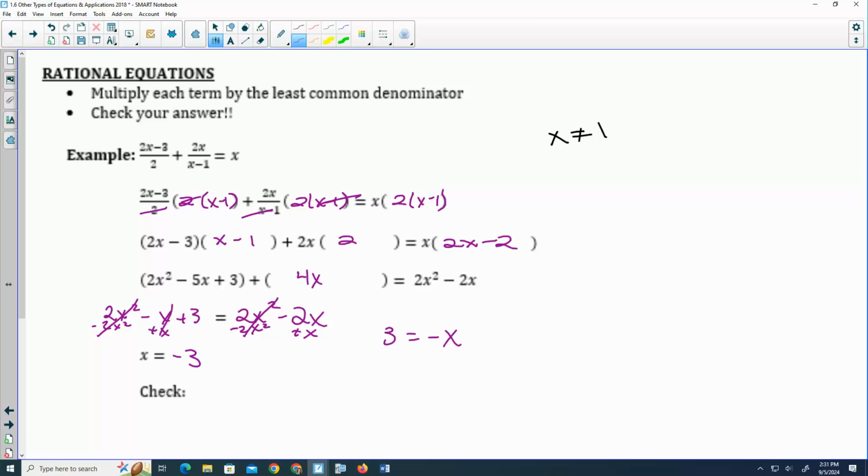Plug it back into the original. At the very least, you need to verify that you aren't going to get 0 on the denominator. So is my answer okay? Yeah, the only thing I couldn't have is 1, so negative 3 is okay. But if it were a test or quiz, I'd probably take that time to make sure I hadn't made any other mistakes and plug it in and check.